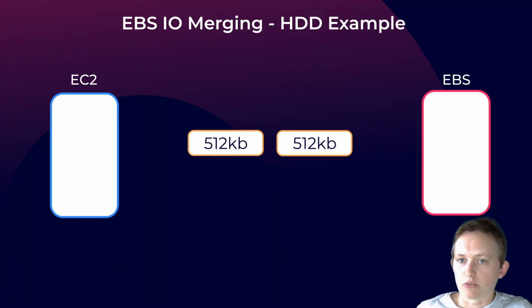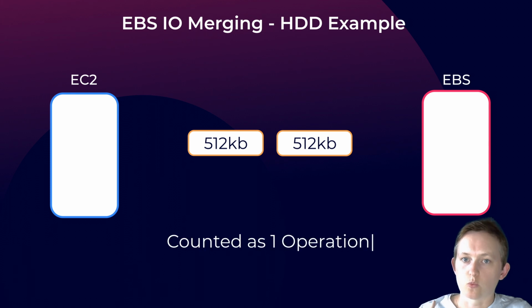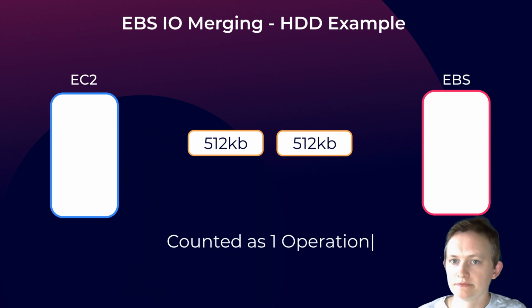And here's an example of how the IO merging happens on our HDD volumes. So again, we've got our EC2 instance and we've got our HDD volume over here on the right. So these 2 IO operations that are being sent over from the application on EC2, they're both 512 kilobytes. They're physically sequential. So when they arrive over on the EBS side, EBS is actually going to count them as just one IO operation.